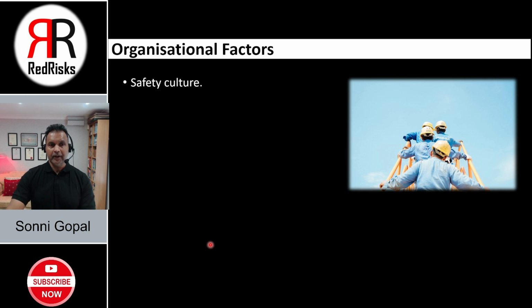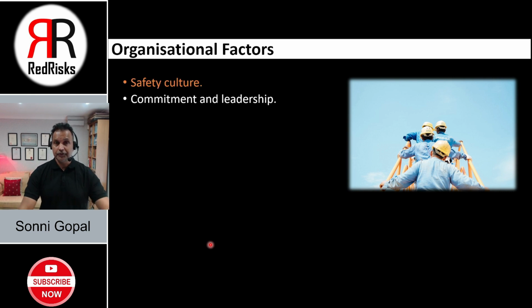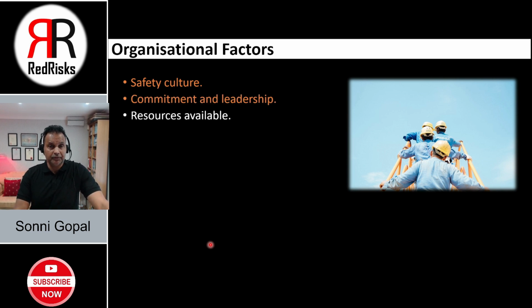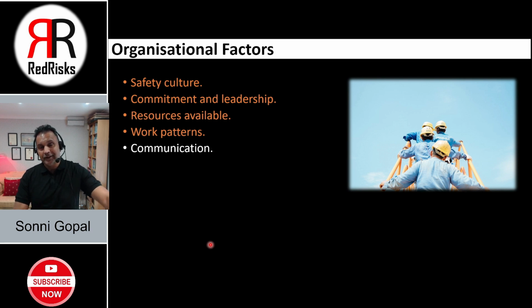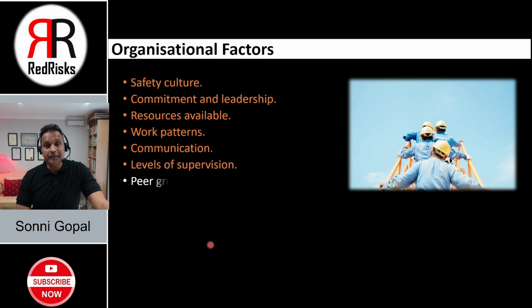In terms of organizational factors, of course, you can have safety culture as a contributor, commitment, leadership. You may not have the resources that are necessary in an organization, so the resources may not be available. Work patterns also affects the way we do things. Communication, we talk about this a lot, how we actually send the message across. Remember, we need someone who sends the message, someone who receives the message, etc. Supervision may also be an impact in terms of the level of supervision.